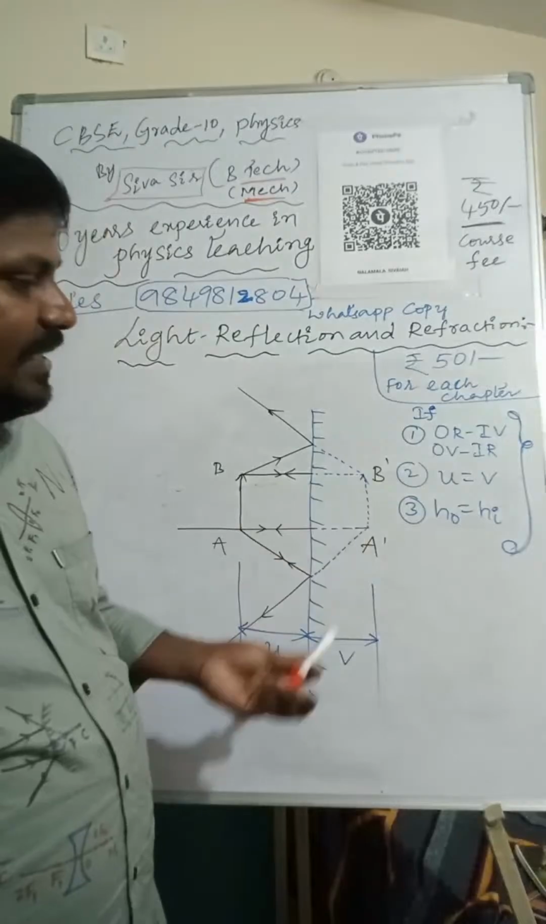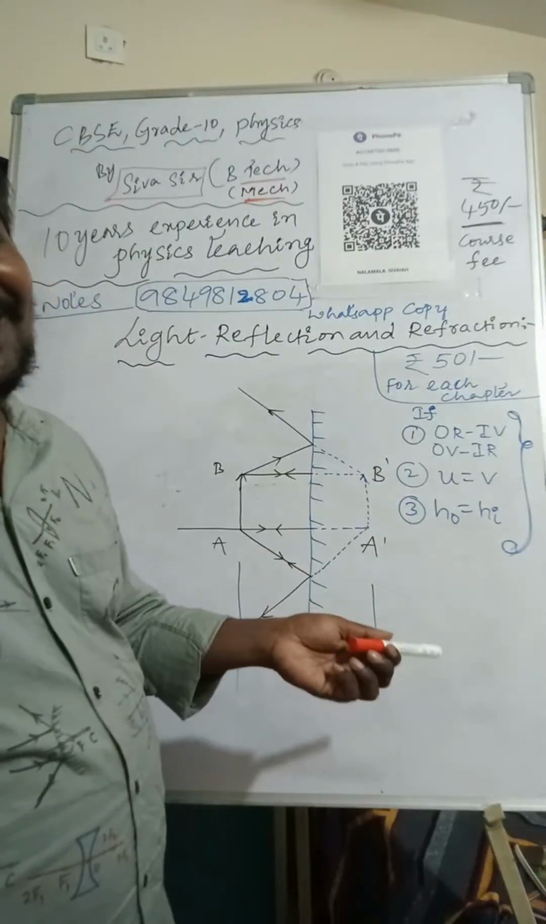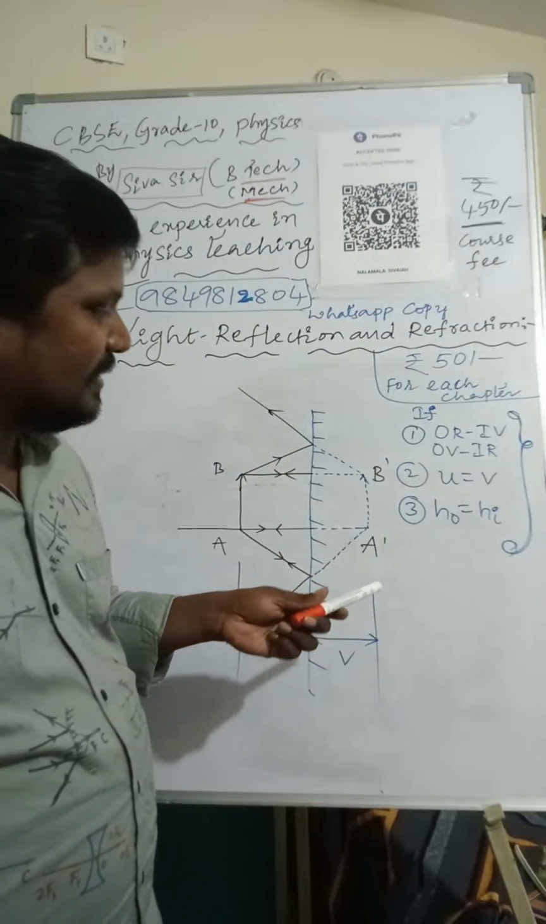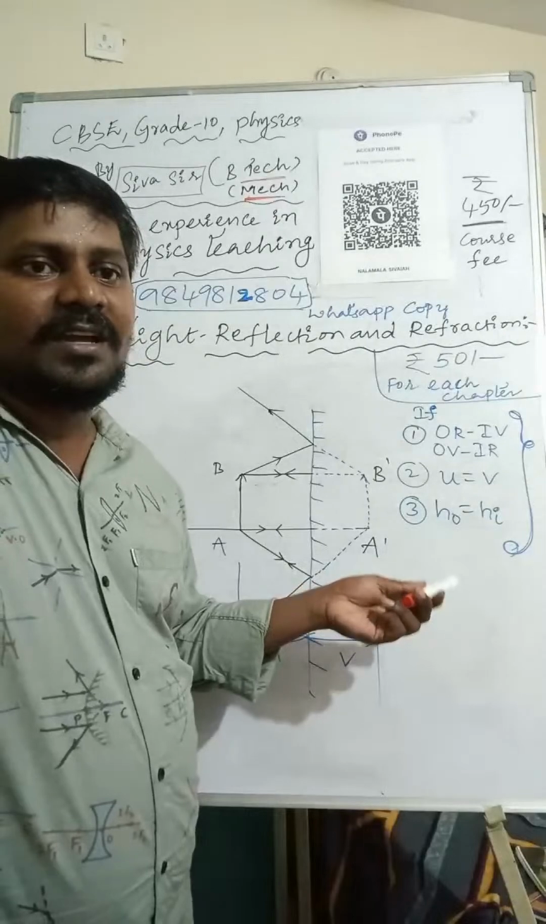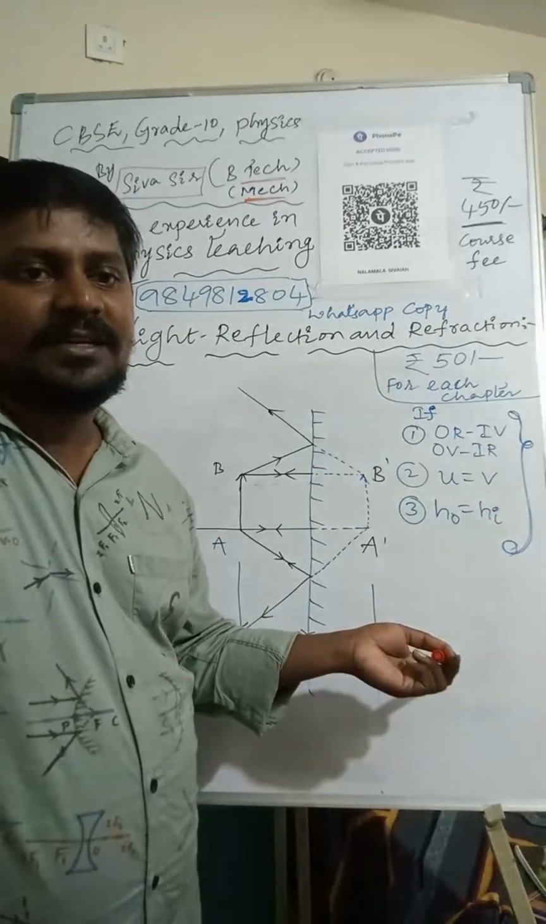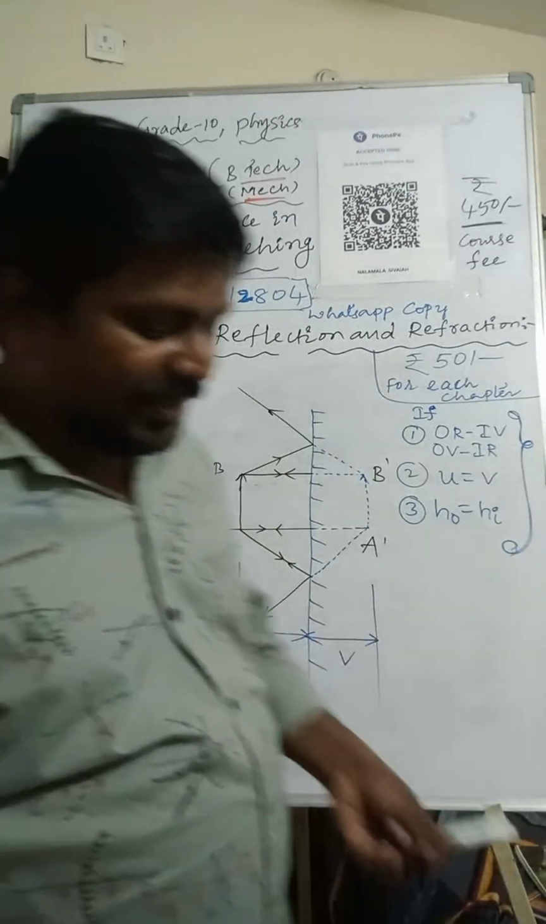So the object distance is equal to the image distance, and the height of the object is equal to the height of the image. Clear? Any doubts? Make sure you note down these points.